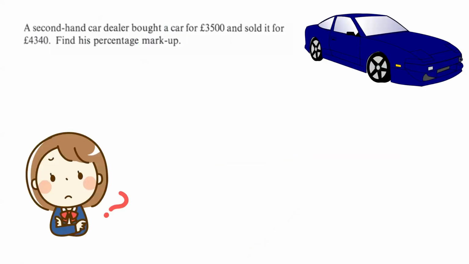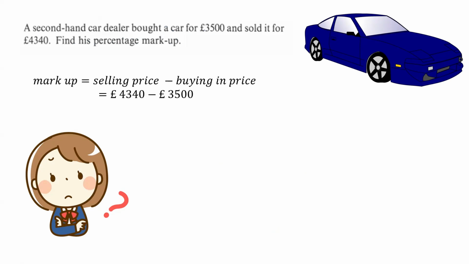Right. Next, see one example. A second-hand car dealer bought a car for 3,500 pounds and sold it for 4,340 pounds. Find his percentage markup. Let's see how we are going to find the markup. Markup is the selling price subtracted by the buying price. So the selling price is 4,340 and then you subtract 3,500. So you will get the answer as 840 pounds. That is the markup.